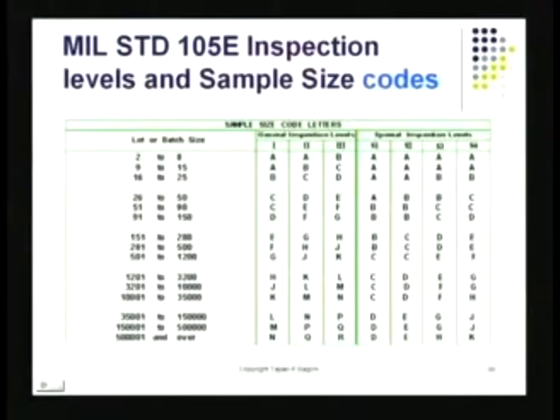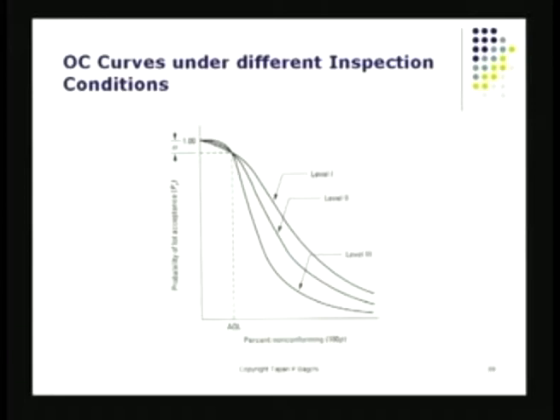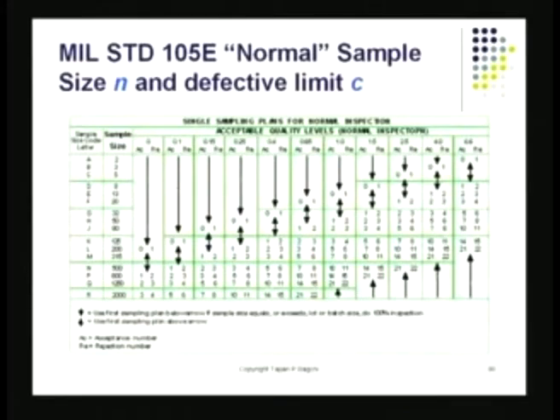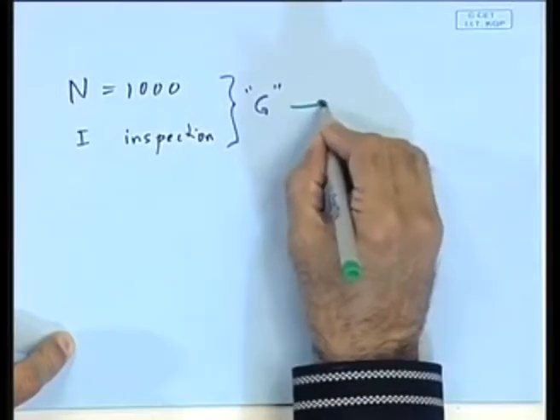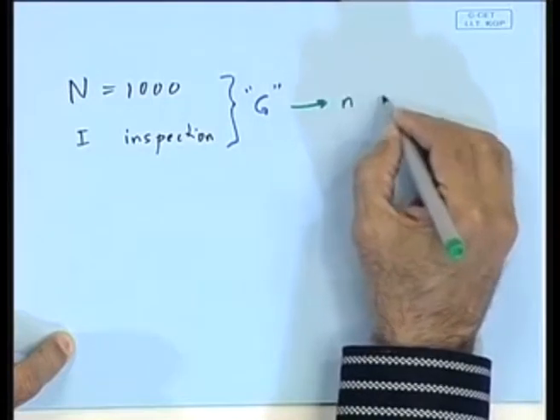So I've got this G there, and I've already decided about the inspection level. There we are at level 1, that we've decided already. Then we have to really see what we could do with our G. Remember, G is now going to be giving me an idea of sample size. So G will lead to sample size N.